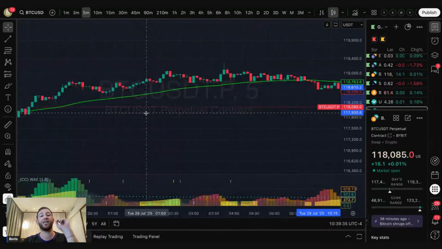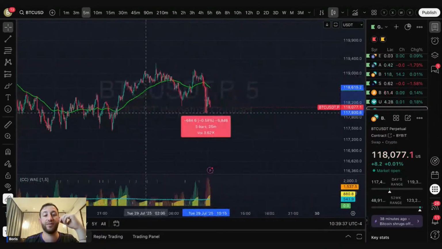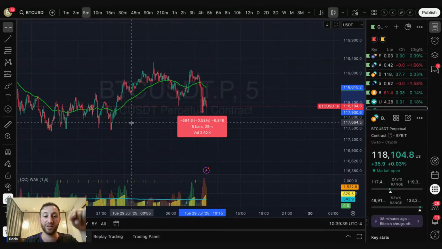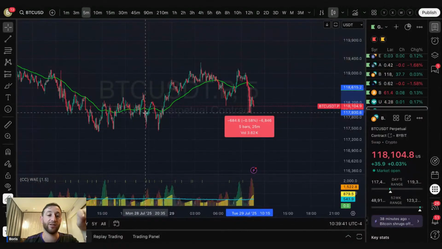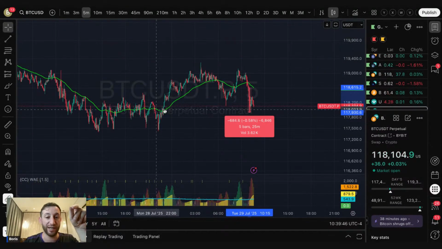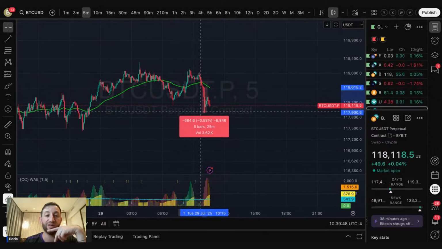So again, we're going for very, very small gains. So this is scalping. We're just in and out very fast. When it's time to be out, we're out. We're in for a short time. So this is not for everyone.